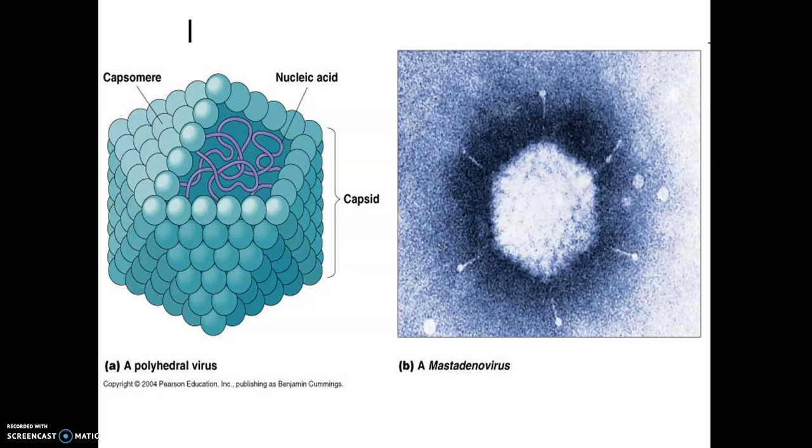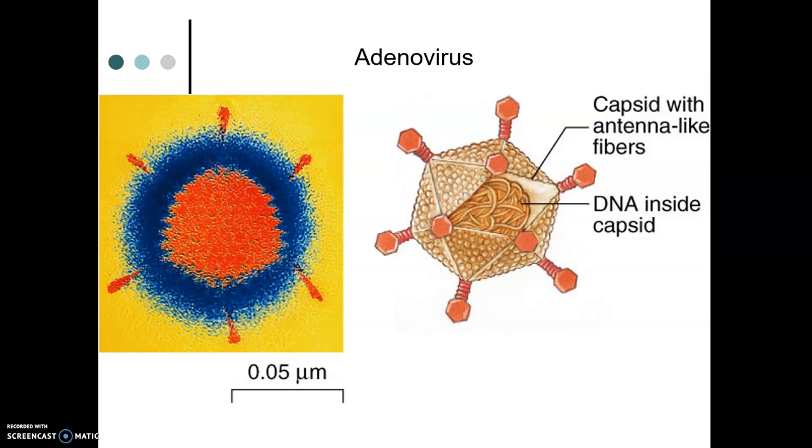Then we have an adenovirus, which has a polyhedral shape to it. You can see how this almost looks like a soccer ball. It has those different faces to it. And again, adenoviruses are usually not too much of a concern for humans, but they can cause respiratory issues in dogs and cats. Here's another picture of another type of adenovirus. This one has these little spikes on here. And again, you can see how it looks like a soccer ball.